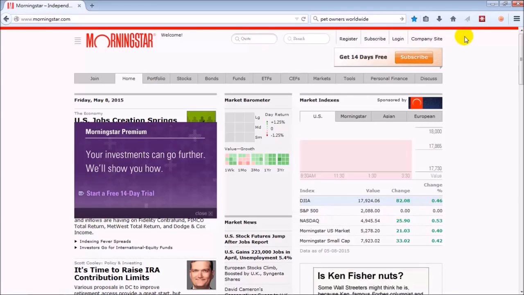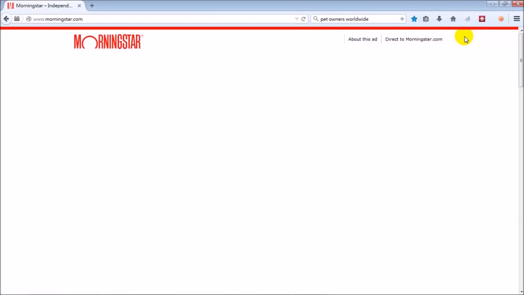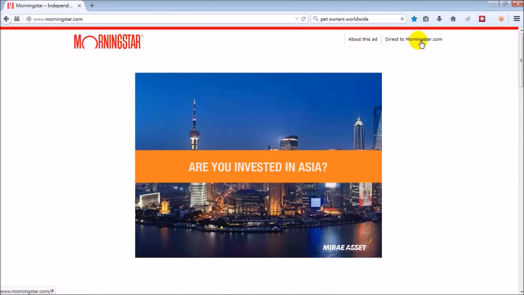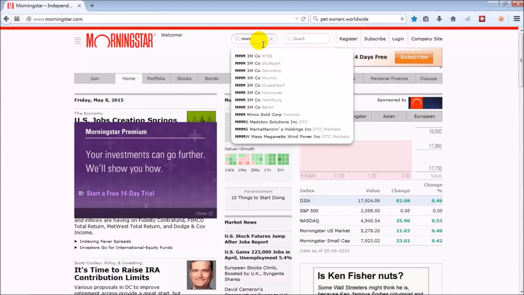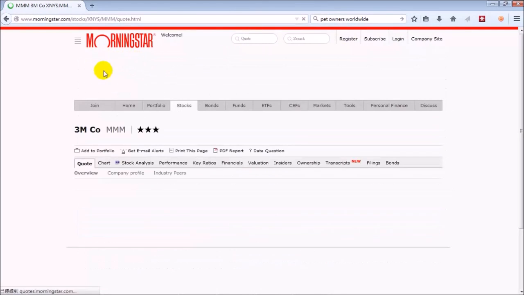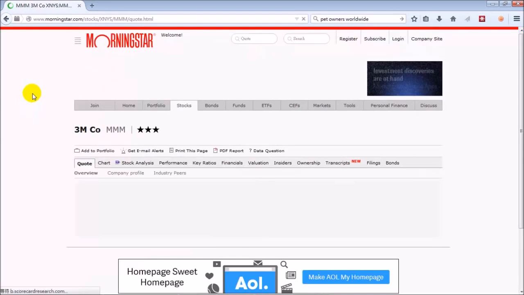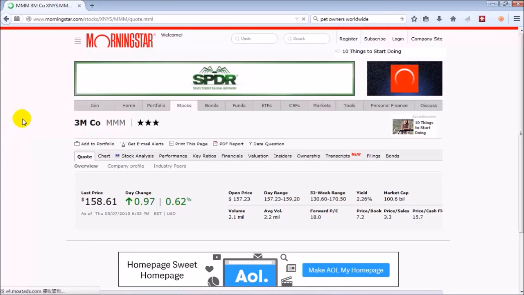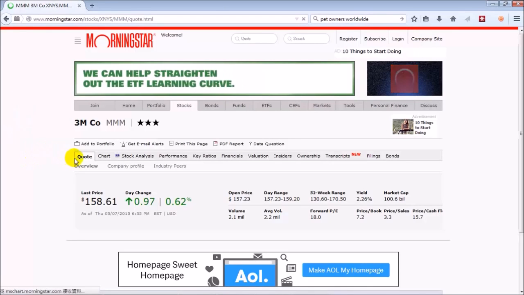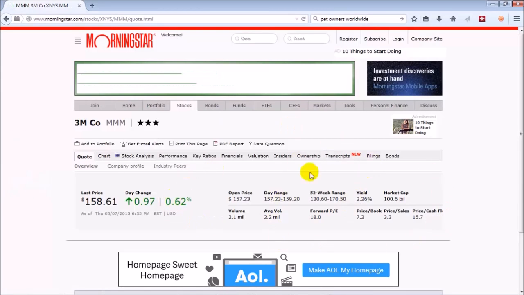Why don't we just go ahead and put in, I don't know, I guess it chose for us. What the hell's going on? It's an ad. Okay, great. All right, so we're going to put in MMM, 3M Company. They make those Post-it notes. It takes a while to load, but you're going to see probably an overload of details about this company. First of all is the quote and the overview that gives you all of these numbers.